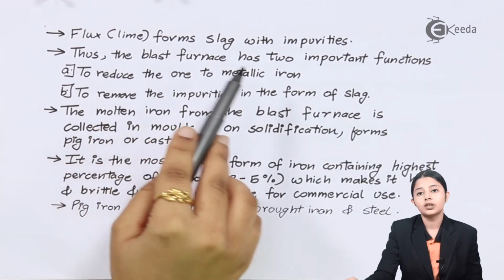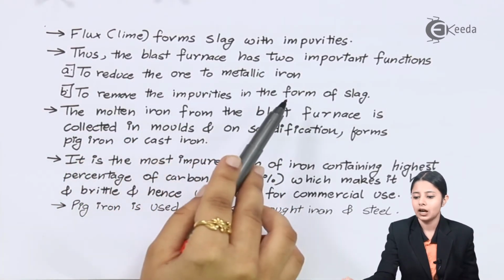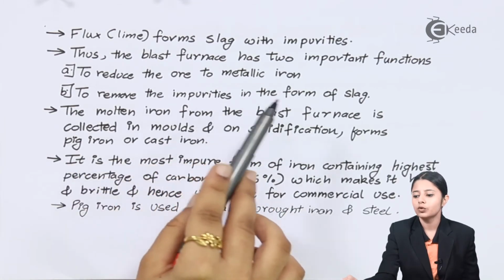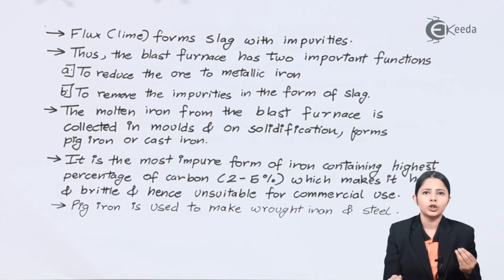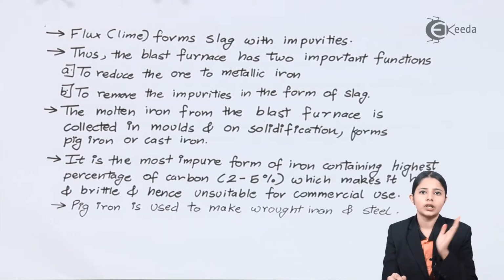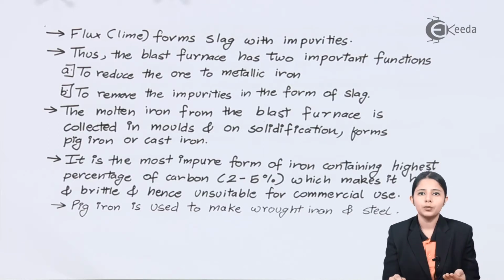Thus, the blast furnace has 2 important features. The first one is to reduce the metallic iron, and the second one is to remove the impurity in the form of slag. We have iron in the form of Fe2O3 generally, which is ferric oxide. This ferric oxide gets combined with carbon monoxide, and we get it in the form of pure iron. Again, it is not 100% pure iron, but we get it in one of the purest forms, and all the other impurities are taken out in the form of slag.